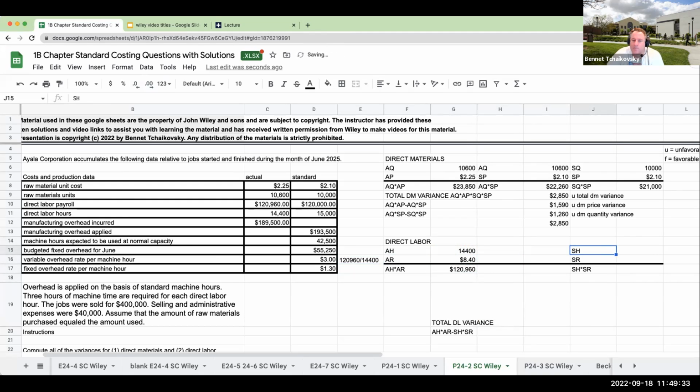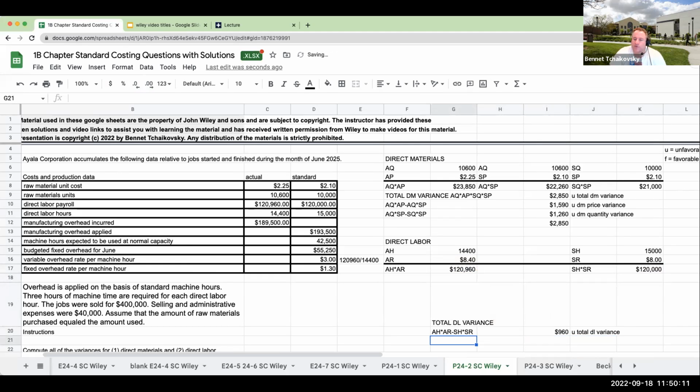Over here, my direct labor payroll standard. Okay, so this is going to be 120,000. And then my standard hours that I should have used was 15,000. So this is going to be over here at $8 per hour. Make sure it works, right? Okay, so my total direct labor variance is going to be 129.60 minus 120,000. I spent more than I should have. So this is going to be an unfavorable total direct labor variance.